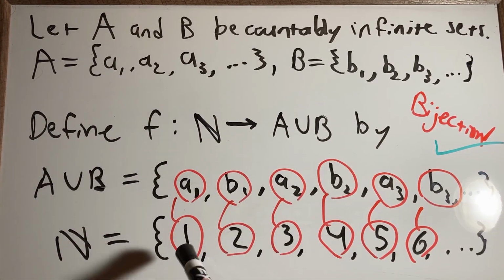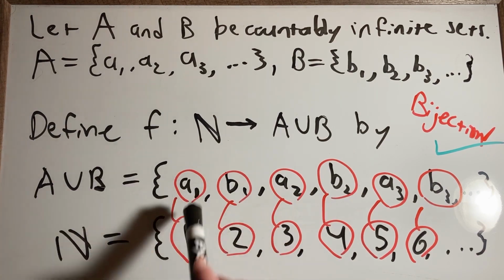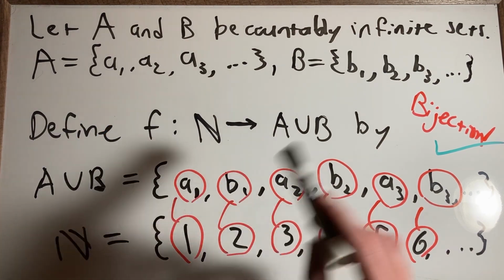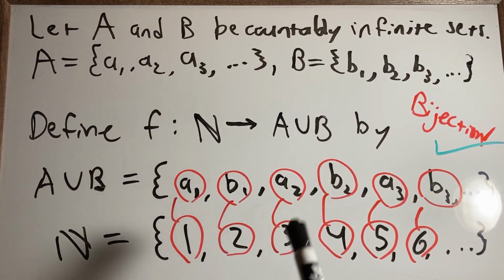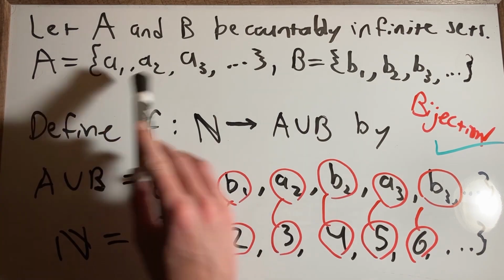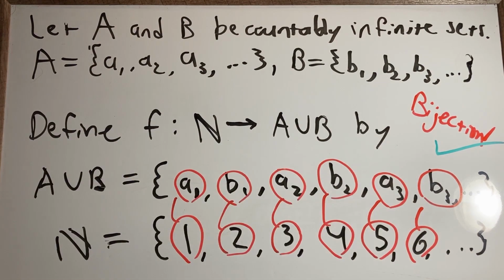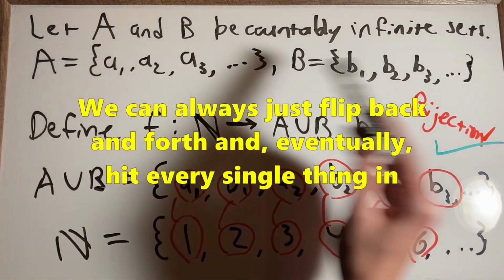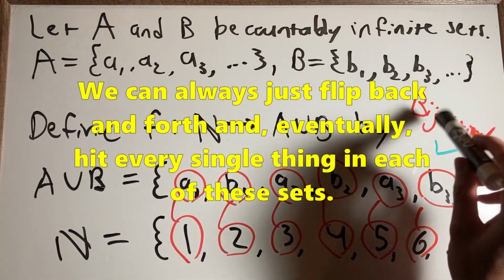Specifically, the natural number 1 would map with the first item in A sub 1. The natural number 2 would map to the first item in B sub 1. 3 maps to A sub 2, 4 maps to B sub 2, and so on and so forth. Even though those are two infinite sets, by following this pattern, well, we're never going to run out of natural numbers to pick from, so we can always just flip back and forth and eventually hit every single thing in each of these sets. So f is a bijection.